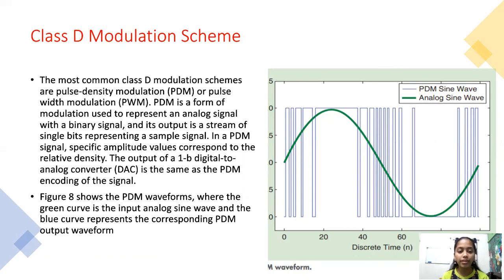PDM waveforms, where the green curve is the input analog sine wave and the blue curve represents the corresponding PDM output waveform. Here we can see the wave of the PDM and PWM.